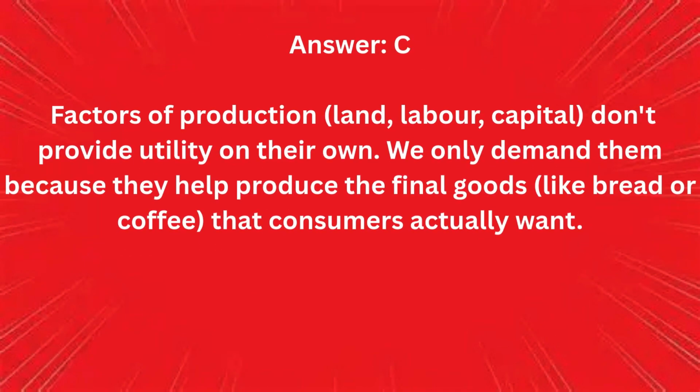Answer. C. Factors of production, land, labor, capital, don't provide utility on their own. We only demand them because they help produce the final goods like bread or coffee that consumers actually want.